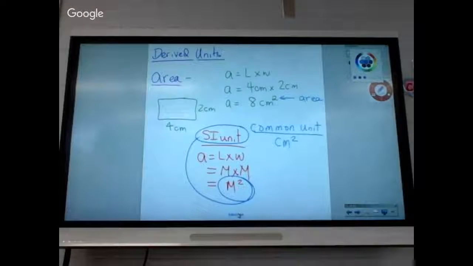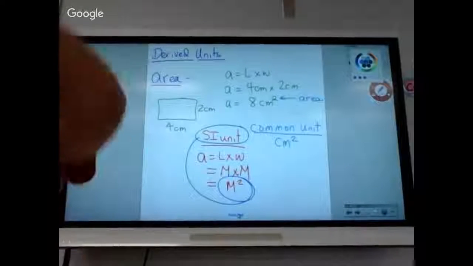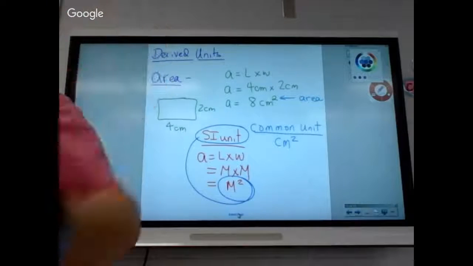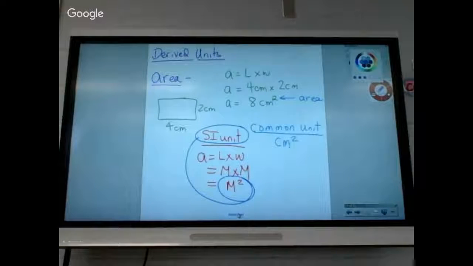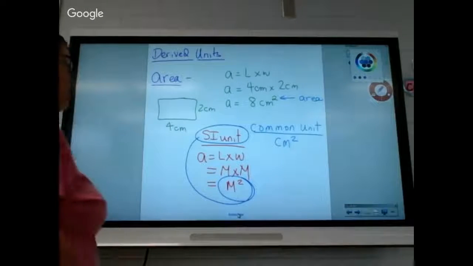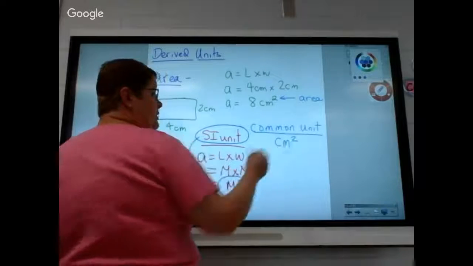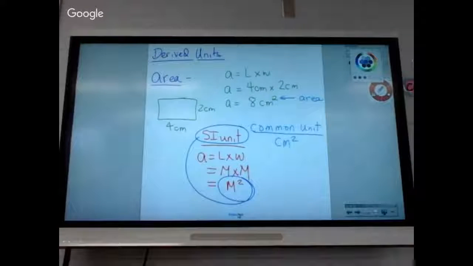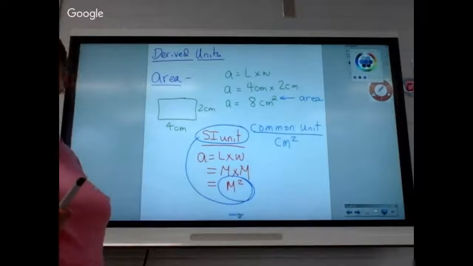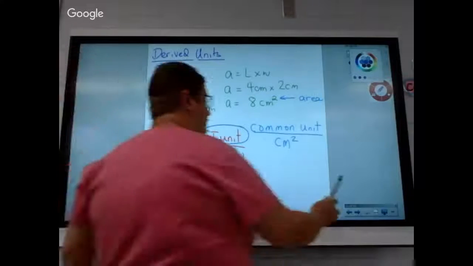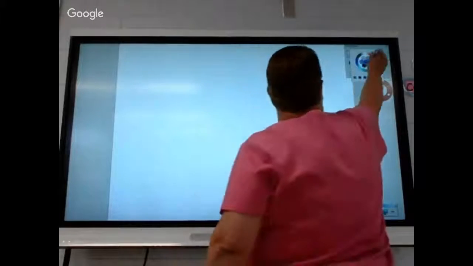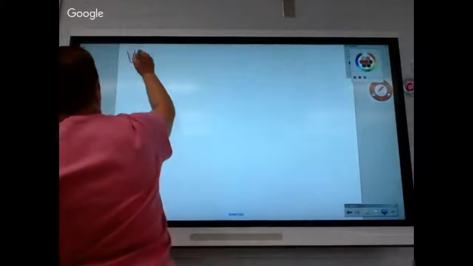We don't use meters squared because meters squared is gigantic. Picture a meter by a meter. It's huge, and because it is so huge, we don't use it. We're more likely to use centimeters squared. Now, we don't calculate a great deal with area in chemistry class. We're going to use volume. So, let's talk volume for a minute.